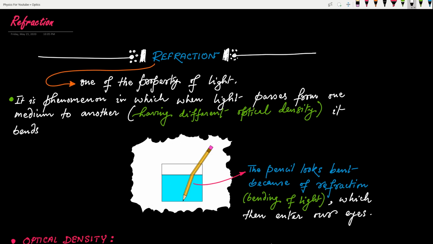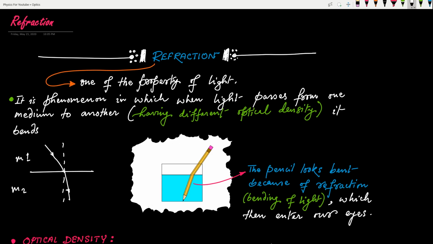Now if you come to the definition part, it says that refraction is the phenomenon in which, when light passes from one medium to another, it bends. Simply, I can say that if this is medium 1, and this is medium 2, and this is the normal, then when light comes from medium 1 to medium 2, we see that light bends. This phenomenon of light bending when passing from one medium to another is known as refraction.